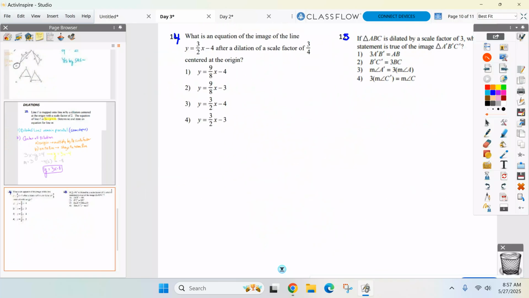Now I got all that info out there. You guys go ahead and do 14. I'm dilating that line with the scale factor of 3/4 at the origin. So 2 of these can get eliminated right away. And probably even 3 of them.